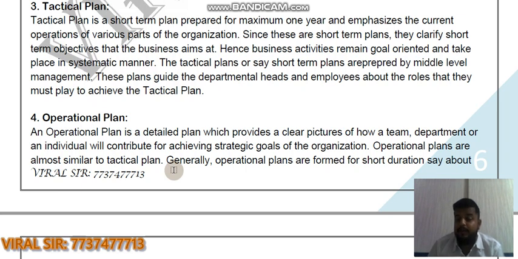Tactical plans are for the current emphasis, or we can say current operation. They are prepared by the middle level management, telling the employees or the workers about their roles, about what they expect, what they will be doing throughout the year. So these are known as tactical plans.